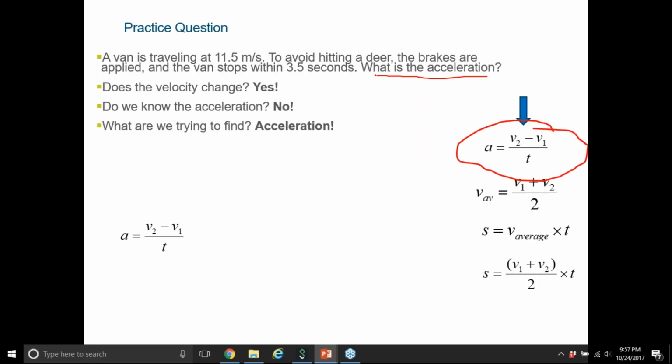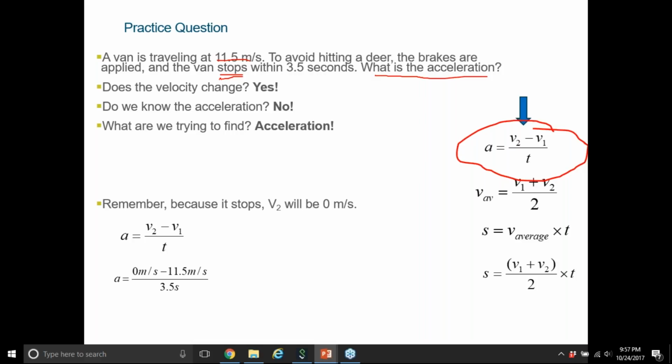So A equals V2 minus V1 divided by T, so that's A equals ending velocity minus starting velocity divided by T. So what are our numbers? Our starting velocity is 11.5. And again, we don't see a number for ending velocity, but it tells us the van stops. So our ending velocity is going to be 0.